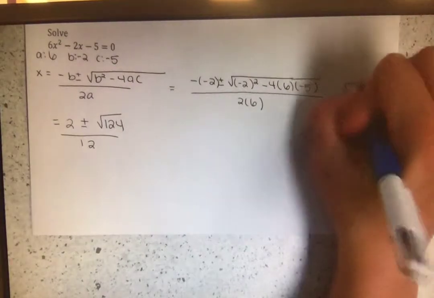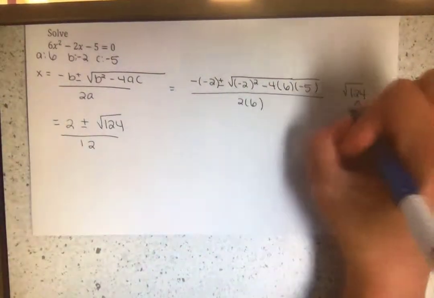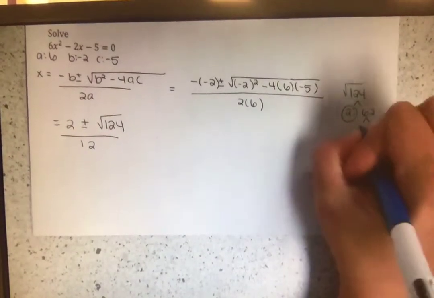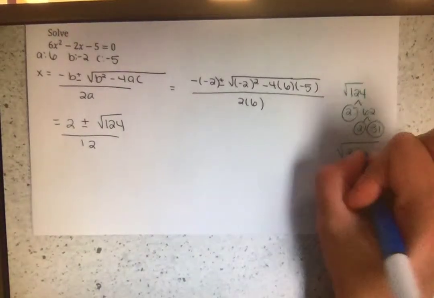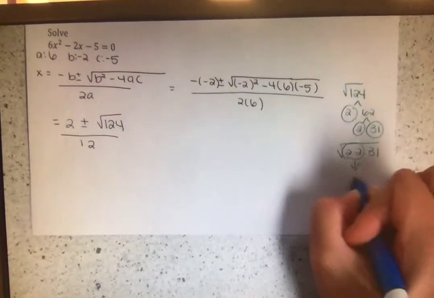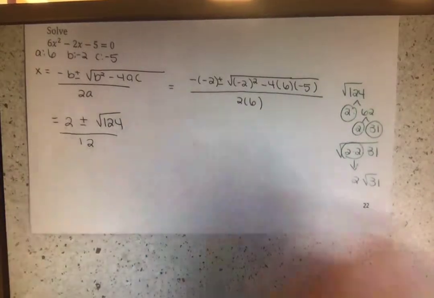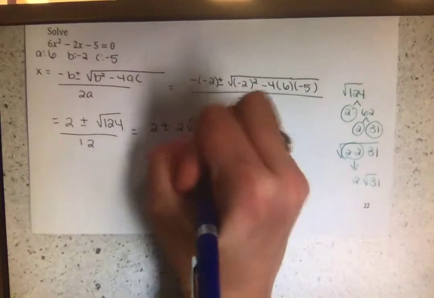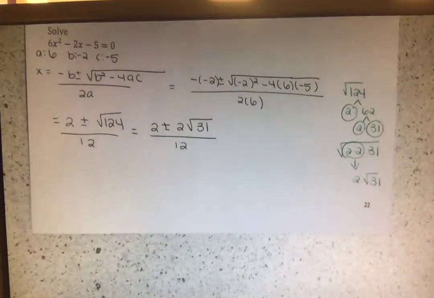So we need to simplify that square root of 124. So I know 124 is 2 times 62, which is 2 times 31. So underneath the radical, we would have 2 times 2 times 31. It's a square root, so it's going to be 2 of a kind. So those two 2's are coming out of the radical, and that 31 is staying underneath the radical. So we have 2 plus or minus 2 square root of 31 all over 12.